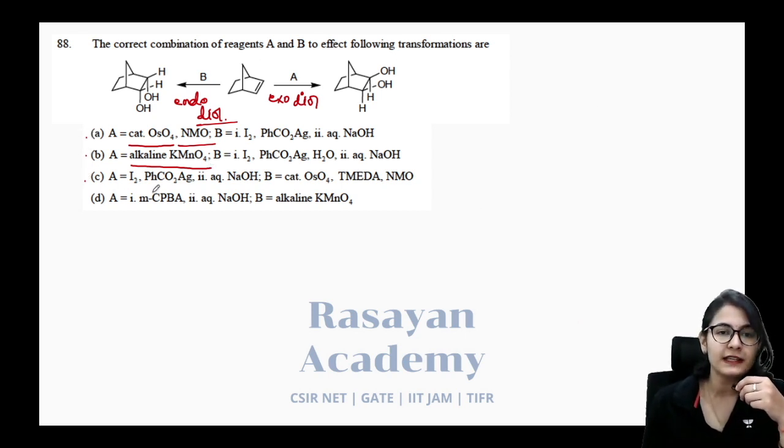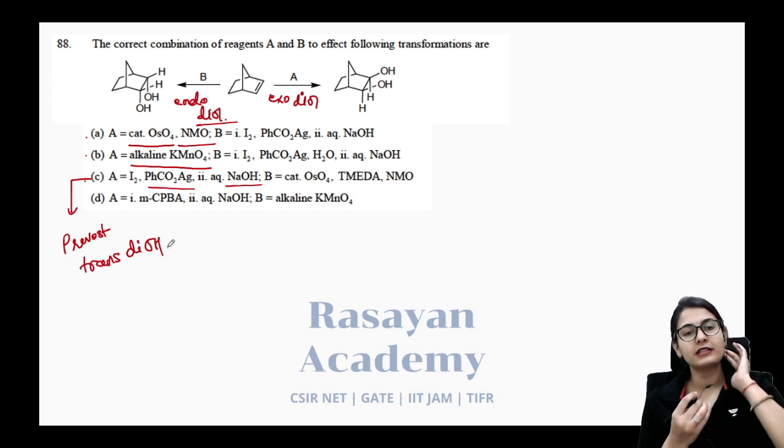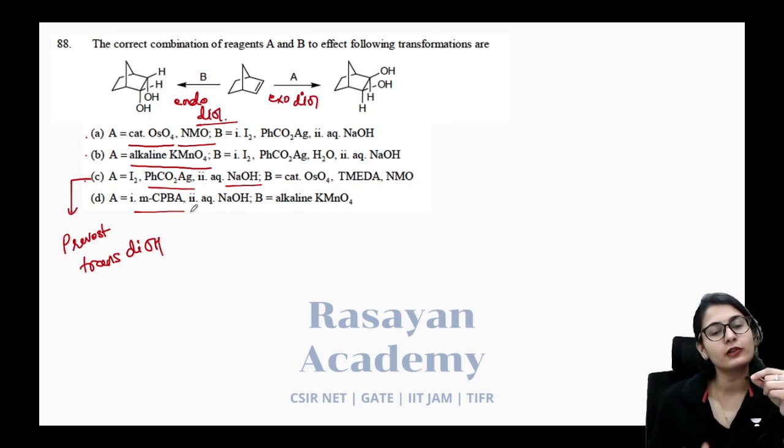However, option number C, iodine and silver benzoate and aqueous NaOH, this is a Prevost reaction. Prevost, you don't have cis. Prevost has a trans dihydroxylation. Metachloroperbenzoic acid will form the epoxide and that will also give you the trans diol. So C and D both are absolutely wrong.